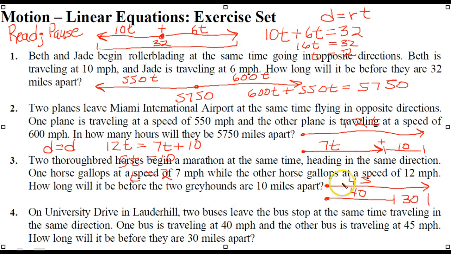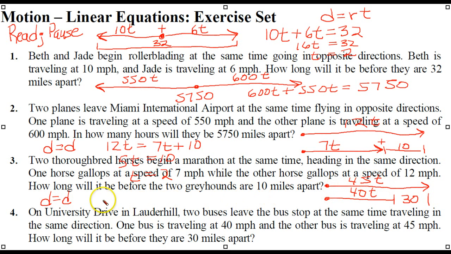So I think the use of a diagram is very helpful. So here this bus is traveling 45 miles per hour. This is traveling 40 miles per hour, so slower. They're traveling the same amount of time, but there will be a time when this faster bus is 30 miles ahead. But again, we're going to use the distance equals distance here.